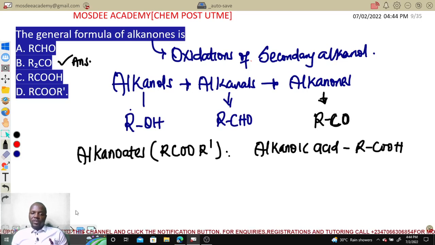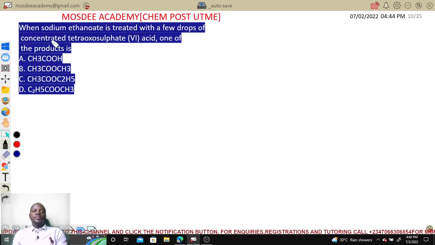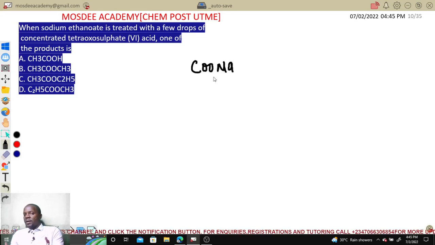The next question is question 10. Question 10 says, when sodium ethanoate, we just talked about alkanoate esters now. If you want to write sodium ethanoate, you are going to have the functional group of alkanoate. Ethanoate is COO, sodium is Na. This is the way we write. The metal is going to be at the back. Then you said ethanoate, which means two carbons. One carbon has come from the functional group.